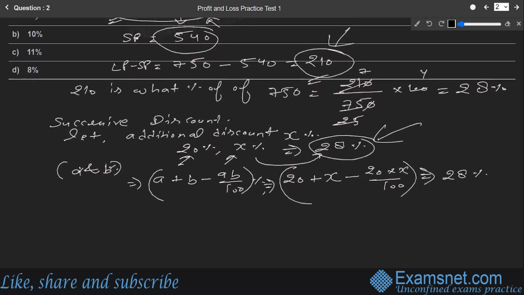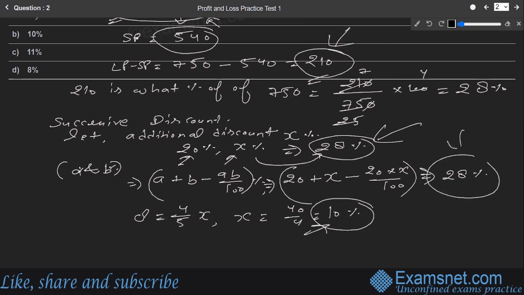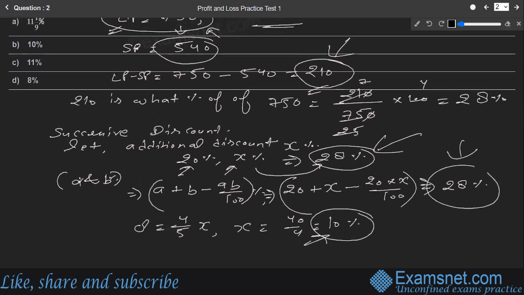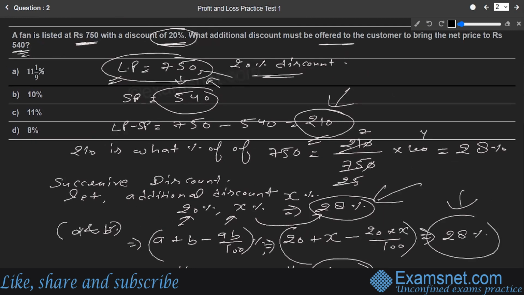We can solve this equation. If you solve this, 20 plus X minus 20X by 100 equals 28, so it ultimately comes out to be 8 is equal to 4 by 5 X, which gives us X as 40 by 4, that is nothing but 10%. So we have to give the first discount of 20%, which he has already been given, then a discount of 10%, and in succession we're ultimately giving him a discount of 28%, which will reduce the price of the fan from 750 directly to 540. So the right answer is 10%. That is the additional discount to be given.